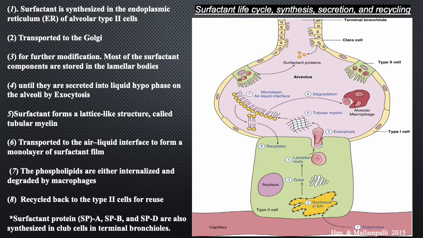Surfactants form lattice-like structures called tubular myelin, as we see in step 6 in the picture, which is transported after that to the air-liquid interface to form a monolayer of surfactant film. The phospholipids are either internalized and degraded by macrophages, or recycled back to the type 2 cells for reuse. Surfactant proteins A, B, and D are also synthesized in club cells in the bronchioles.